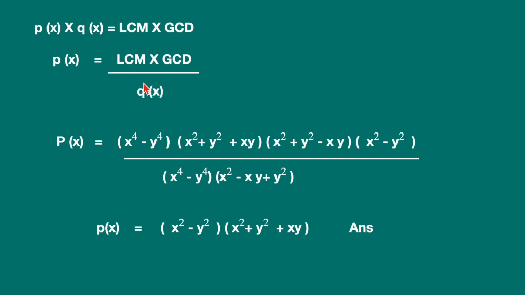So here write down the equation formula and then substitute what you have found out. This is the GCD, this is the LCM which we calculated, and this has been given to us. So here this will cancel, this will cancel. What is left is x square plus y square plus xy into x square minus y square. So this is the answer.